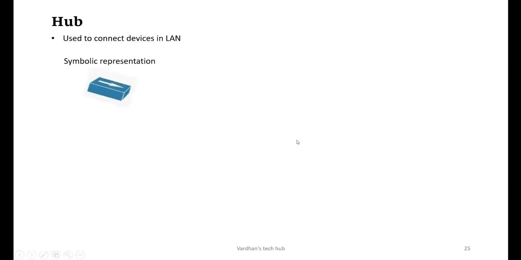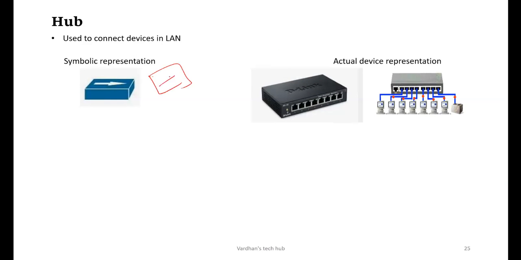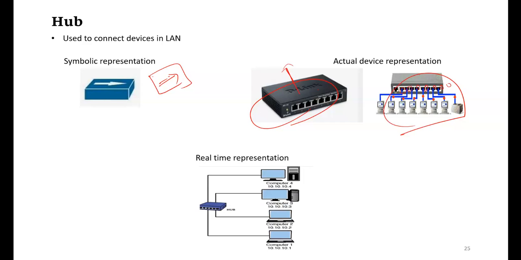So this is the symbolic representation of a hub. This is the actual device. If anyone asks you how to represent a hub, this is how we can say. And this is how the actual device looks in organizations if you want to configure anything. As I mentioned, a hub consists of many ports, and to each port a device will be connected. This is about the hub, and this is how we can use it in real-time scenarios.